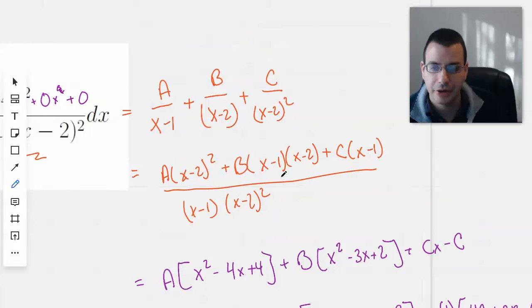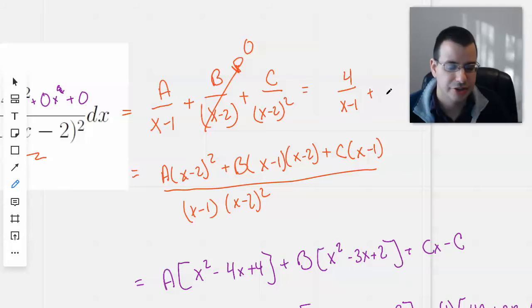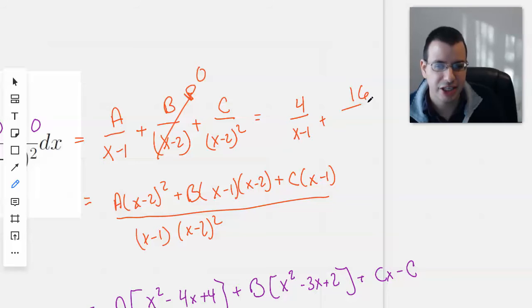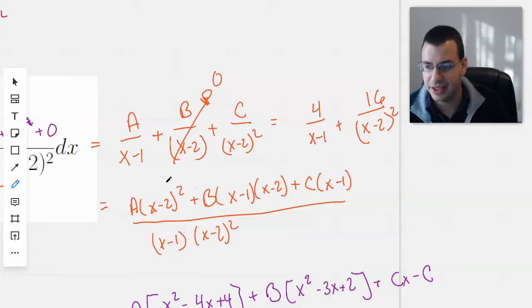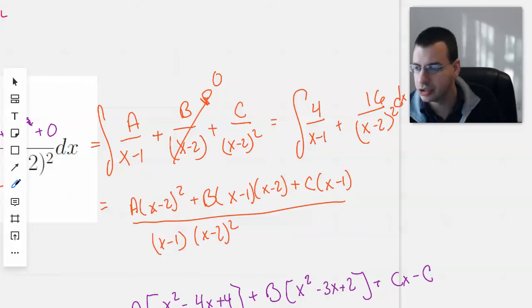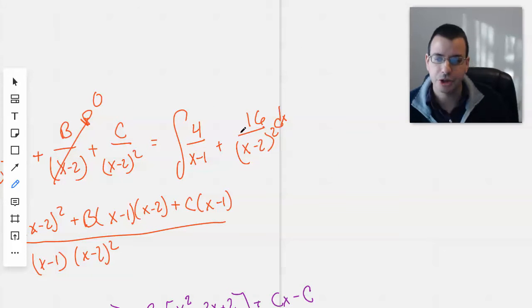We can come back up here and write this as 4 over x minus 1, plus 0, plus, C was 16, right? Yep. Plus 16 over x minus 2 squared. And I should have had the integral symbol there, dx. Go over to blue. And so now this is something we're familiar with. You can use substitution if you don't feel comfortable with this portion.